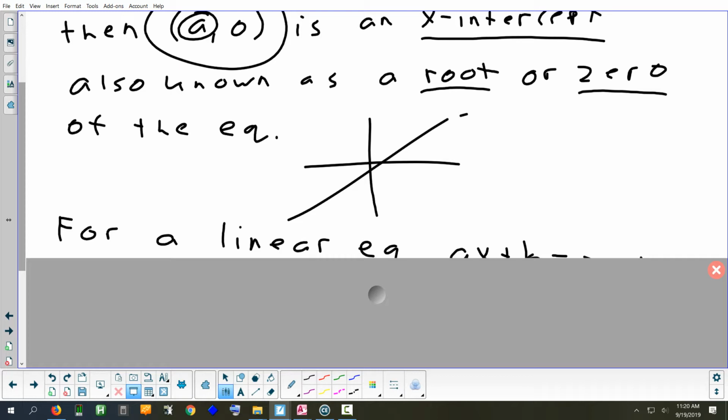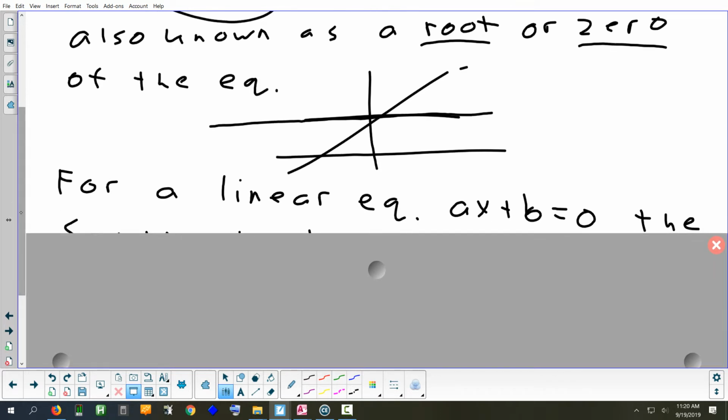But horizontal can get kind of weird. Horizontal might not cross at all if it was parallel, or if it was exactly on top of it, then it crosses an infinite amount of times. But we're just looking at a case where it's not horizontal.